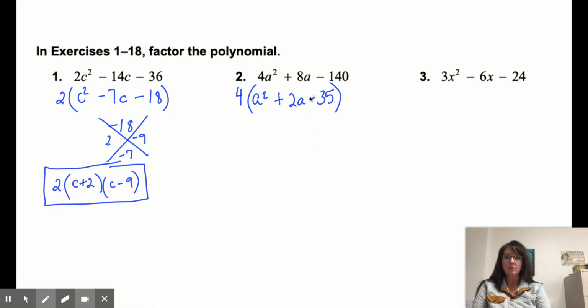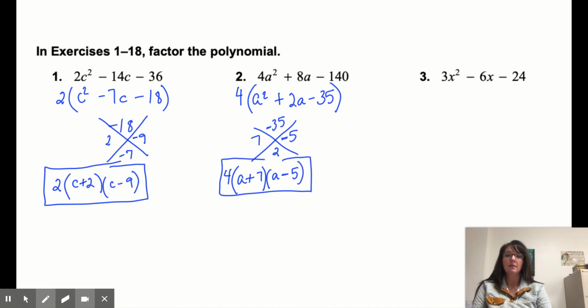Now we're left with this trinomial with a leading coefficient of 1. We're looking for factors of negative 35 that sum to a positive 2. I'm thinking 7 and 5: they're factors, and the difference is 2. It's a positive 2, and the product is negative, so one factor must be negative. So we should have 4 times a plus 7 times a minus 5. The order you write these is not as important. Again, try to work it forward, to multiply it, to see that you get this trinomial.